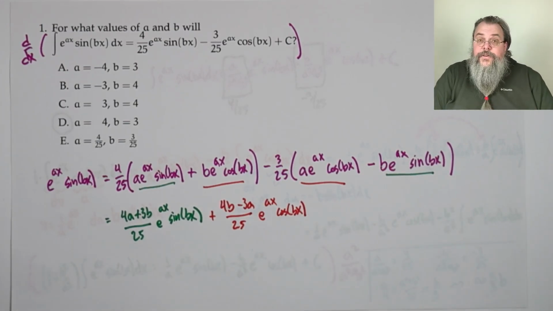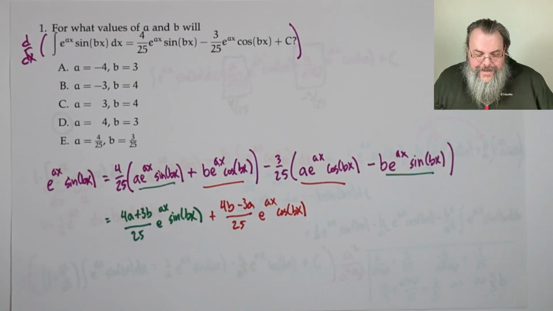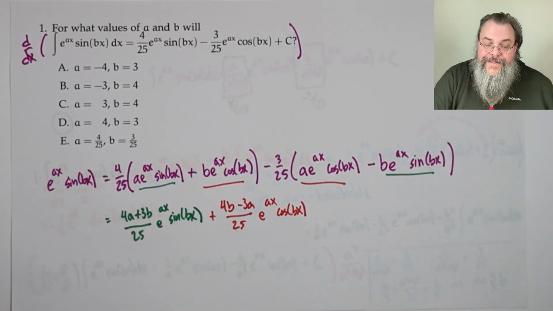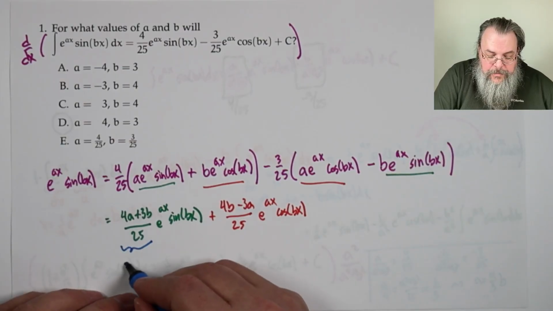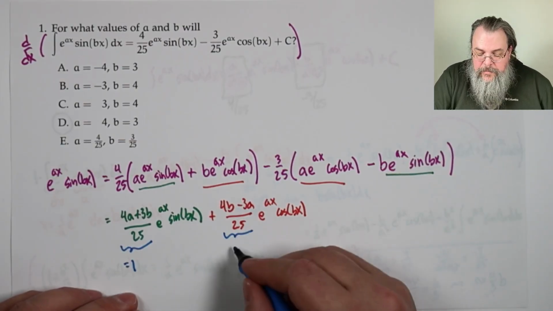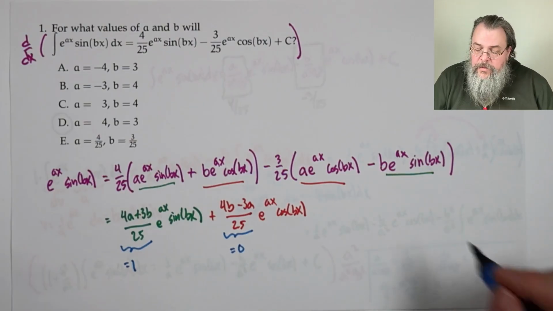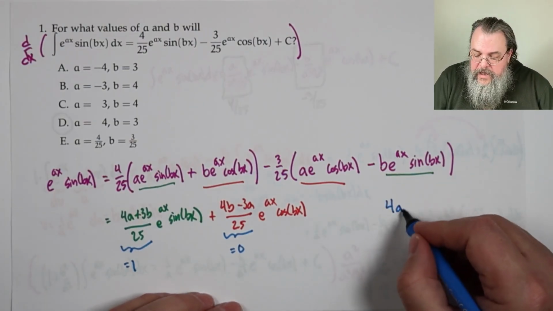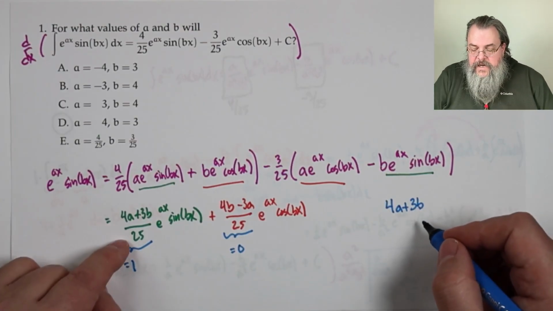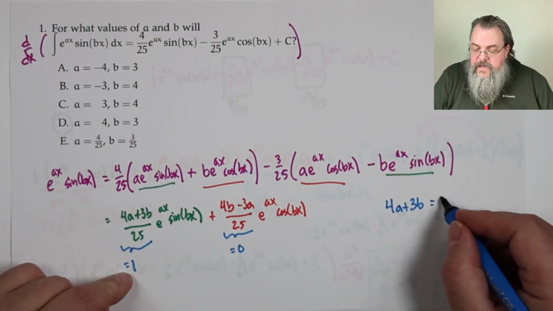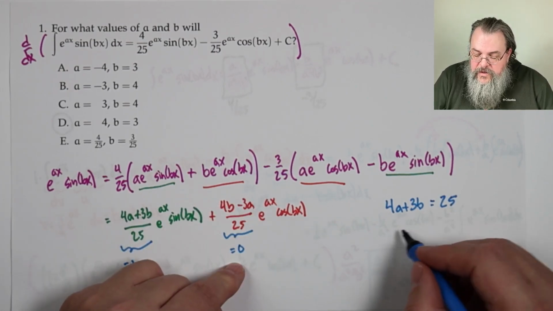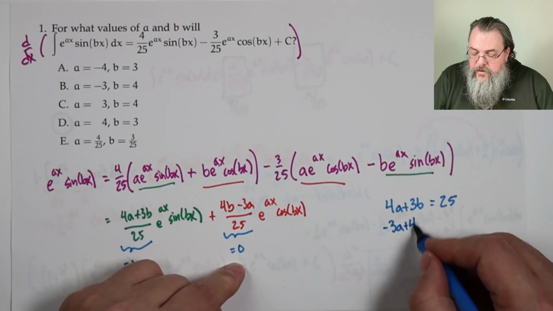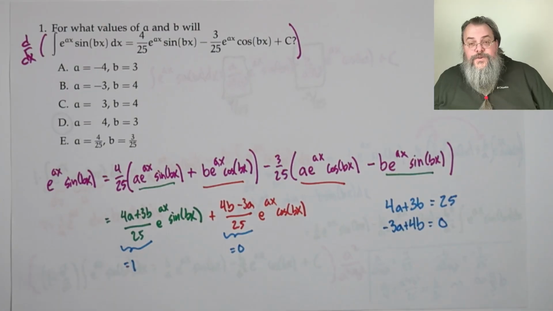And now our great aha is, well, wait a second, this has to match that. So that tells us that this term here better be equal to 1, and this term here best be equal to 0. So we get the pair of equations 4a plus 3b divided by 25 equals 1. So 4a plus 3b has to equal 25. And here, 4b minus 3a divided by 25 equals 0, which can be written as minus 3a plus 4b equals 0. Two equations, two unknowns we can solve, or we can just start checking.